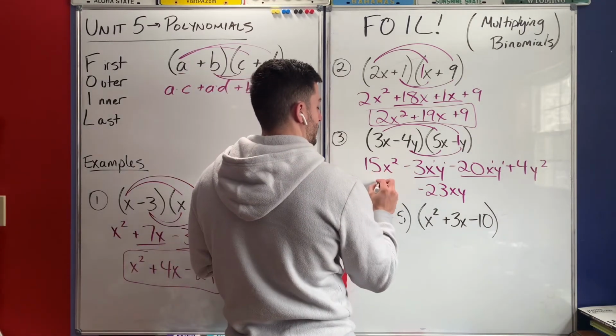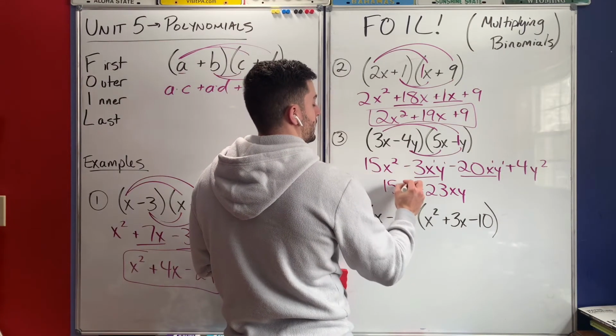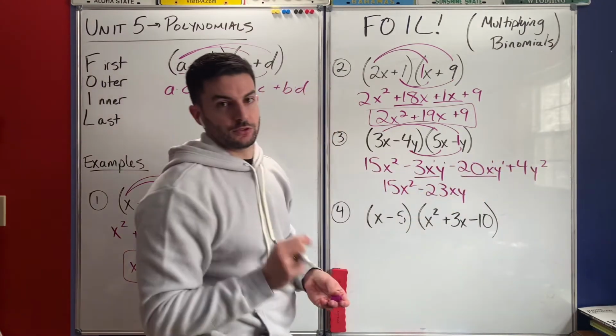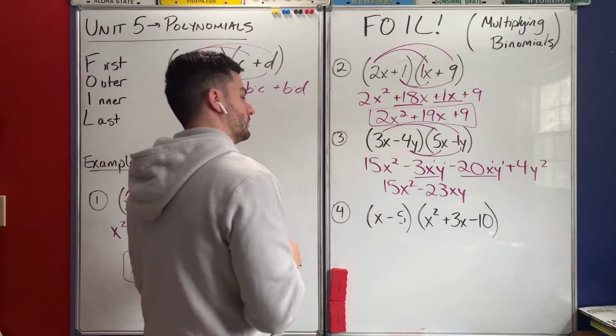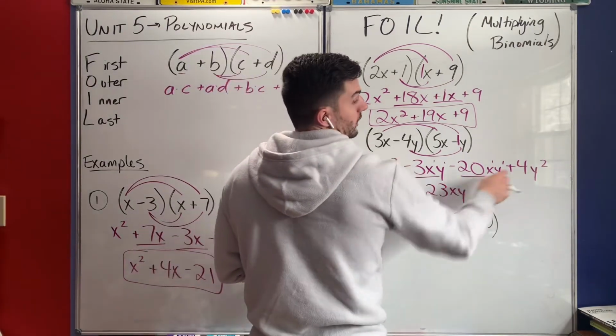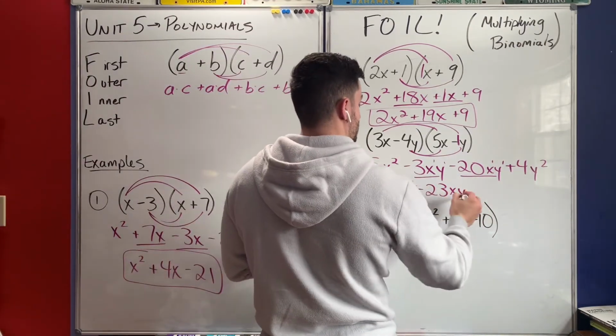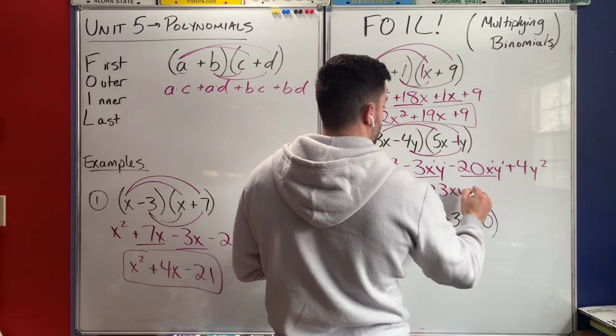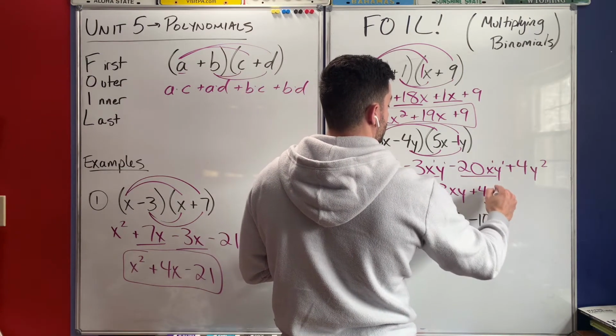And then bringing down the other terms. Even though these have the same exponent, they don't have the same variable. So those are close, but they're not like terms. So I can't combine 15 plus 4. I would leave them separate. So 15x squared minus 23xy plus 4y squared.